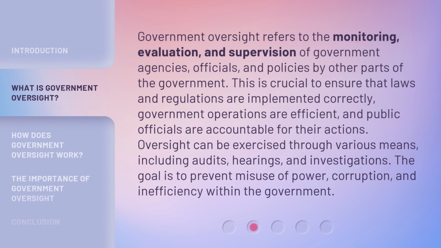Government oversight refers to the monitoring, evaluation, and supervision of government agencies, officials, and policies by other parts of the government. This is crucial to ensure that laws and regulations are implemented correctly, government operations are efficient, and public officials are accountable for their actions. Oversight can be exercised through various means, including audits, hearings, and investigations. The goal is to prevent misuse of power, corruption, and inefficiency within the government.